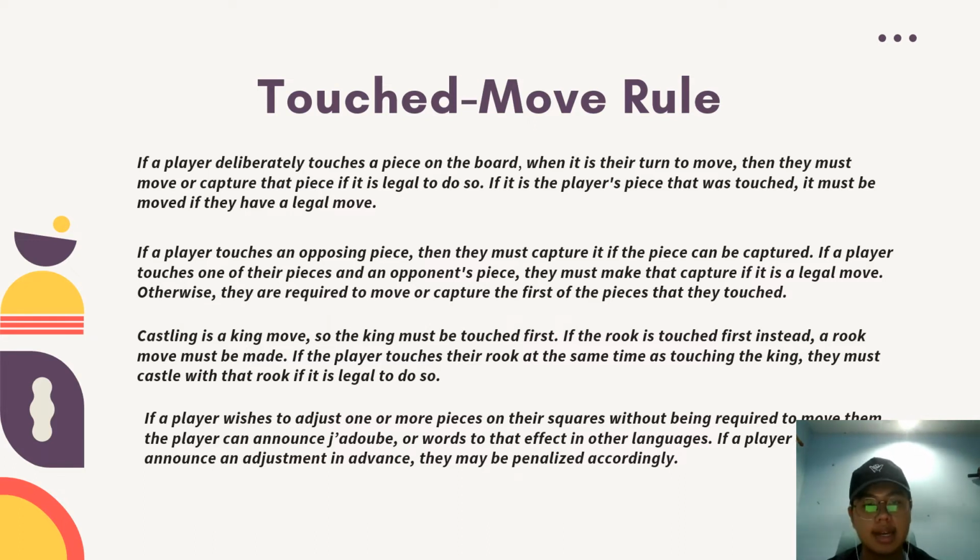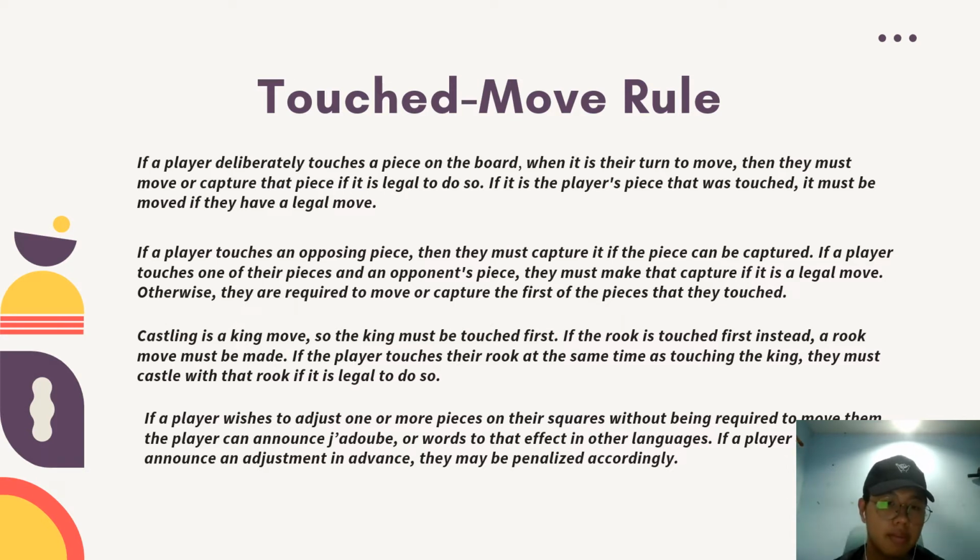For castling, castling is actually a king move, so the king must be touched first in order to castle. If the rook is touched first instead, a rook move must be made. If the player touches the rook at the same time as touching the king, then they must castle if it's legal to do so.